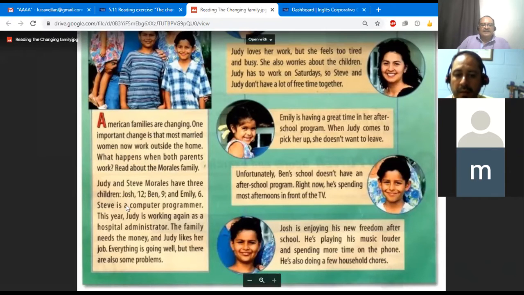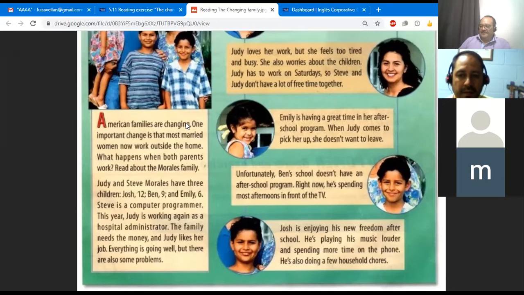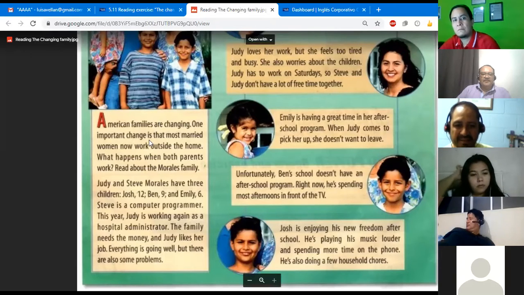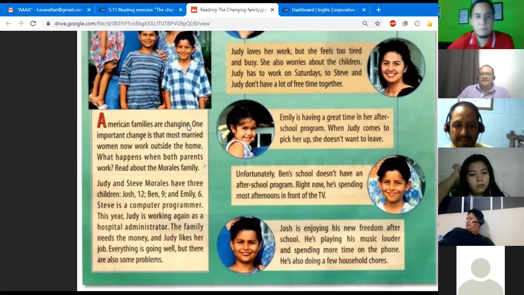Okay, then what are some similarities that we see in El Salvador? Opinions, please. Give me your opinions. What are some similarities here in El Salvador about these changes, right?